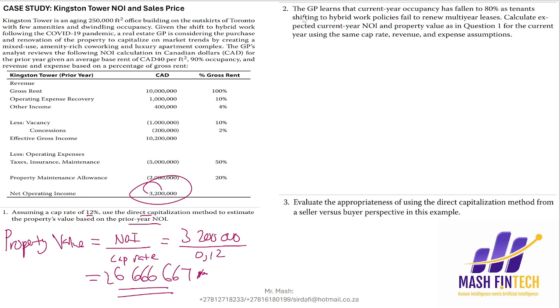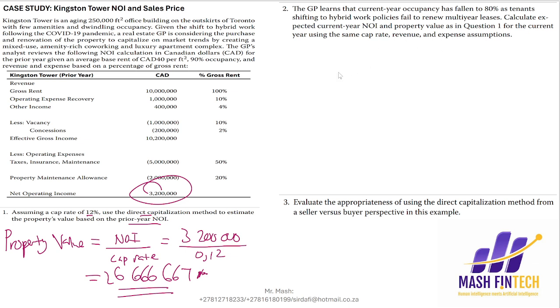And then the second question: the GP learns that the current year occupancy has fallen to 80% as the tenants shift to hybrid work policies and fail to renew the multi-year leases. They've shifted, they are not renewing their multi-year leases. Calculate the expected current year net operating income and property value as in question 1 for the current year, using the same capitalization rate, revenue, and expense assumptions.